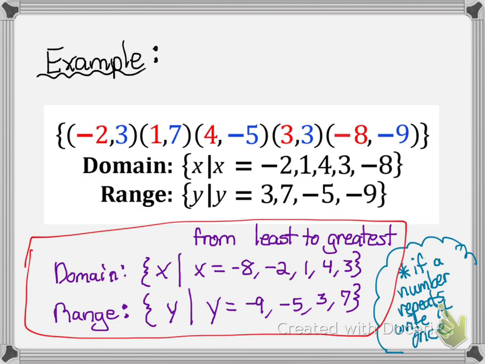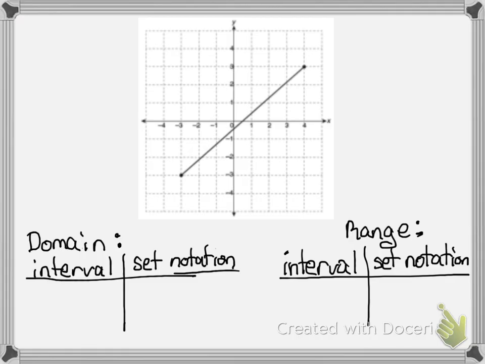And take note that even though we have two 3s for the y value, whenever a number repeats, you only have to write it one time. Okay? Now, looking at a graph, first thing you want to do is label your ordered pairs. So the ordered pair of this point right here is -3, -3. And the ordered pair of this point right here is 4, 3.